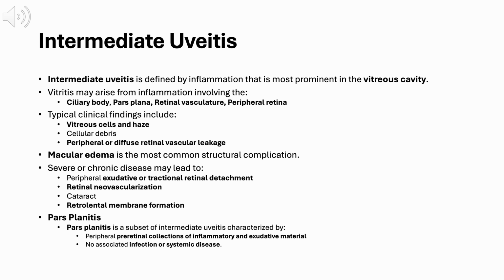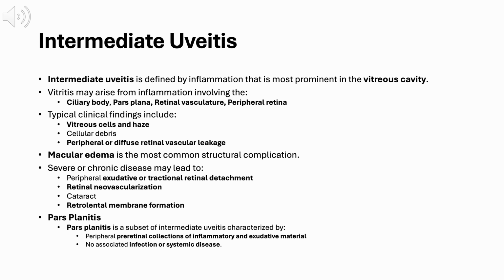Intermediate uveitis is defined by inflammation most prominent in the vitreous cavity. That vitritis can arise from the ciliary body, the pars plana, the retinal vasculature, or the peripheral retina. Typical findings are vitreous cells and haze, cellular debris, and peripheral or diffuse retinal vascular leakage, with macular edema being the most common structural complication. Severe or chronic disease may lead to peripheral tractional or exudative detachment, retinal neovascularization, cataract, or retrolental membrane.